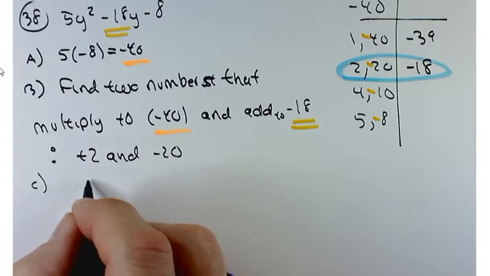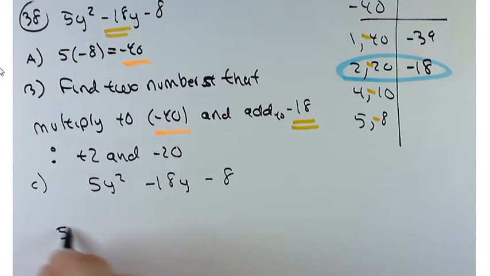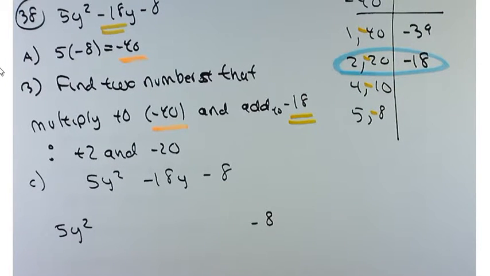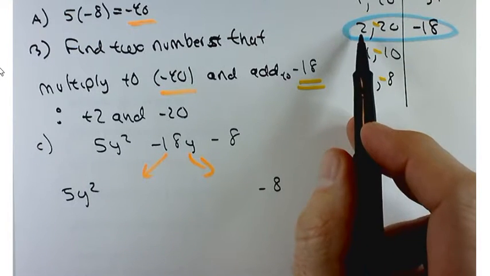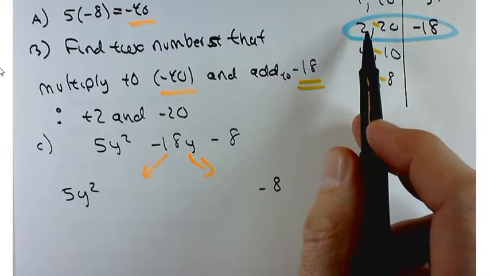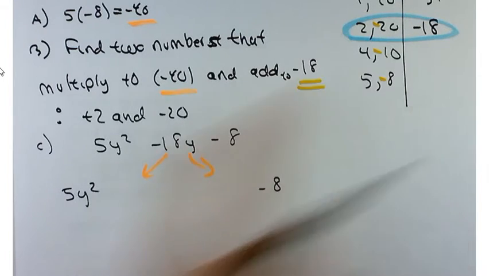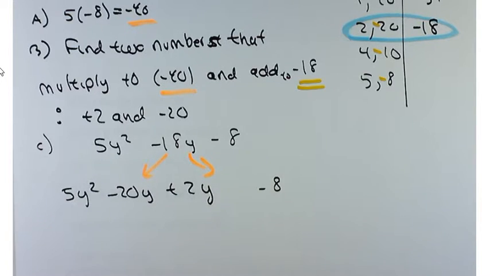5y squared minus 18y minus 8. Split those numbers up. Now it's up to you what order you put them in. You could put in the plus 2 and the minus 20, or the minus 20 and the plus 2. You'll get the same factorization either way. I like pairing up the 20 and the 5. Minus 20y plus 2y, like that.